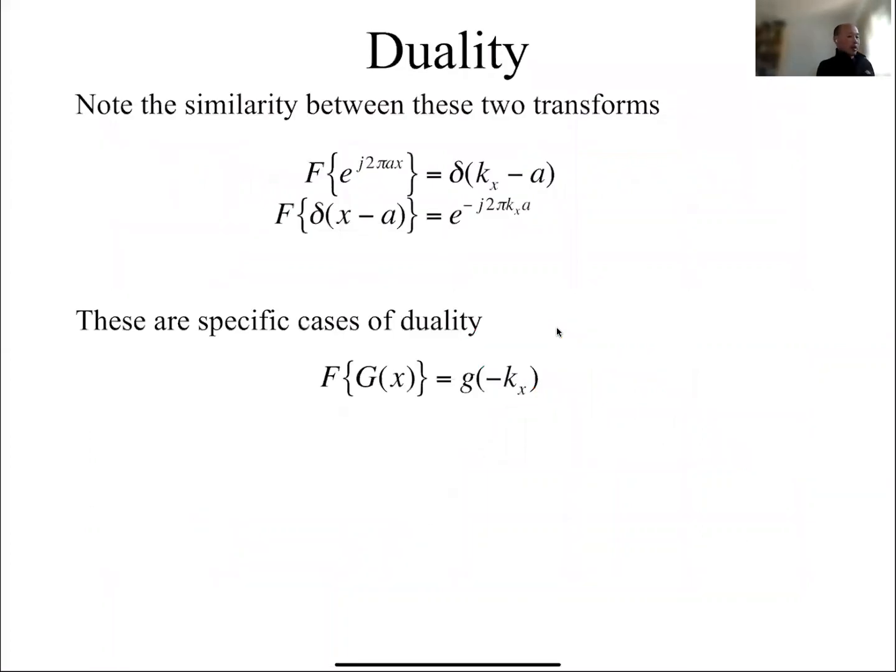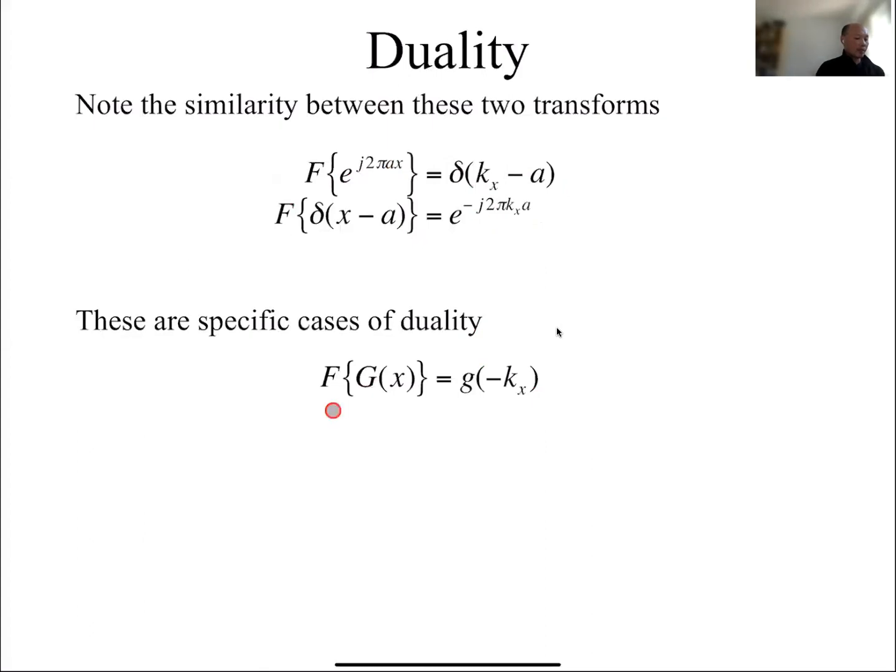Okay, another important property is duality. We saw before that the Fourier transform of e to the j 2 pi ax equals delta function of kx minus a. And we also know that the Fourier transform of delta x minus a is given by this. So this is almost the same, but not quite. This is a specific case of duality, where if I know the Fourier transform one way, I can pretty well get the Fourier transform going the other way. A complex exponential went to a delta, so I know a delta has to go to a complex exponential. It's almost the same, except this sign is different. Here it's minus and here it's plus.